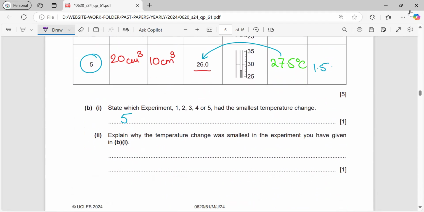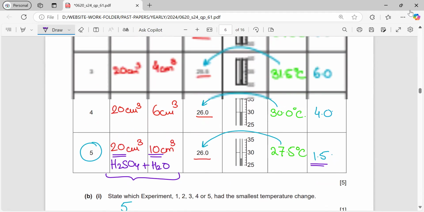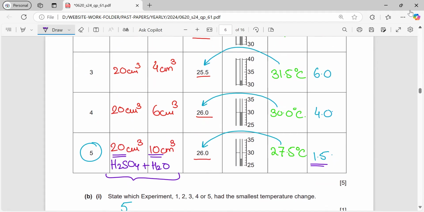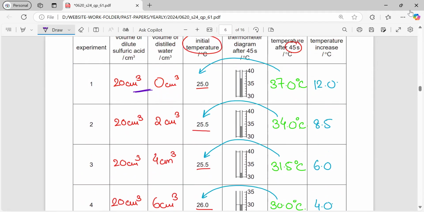Because in this experiment, the largest volume is heated. Largest volume we have taken because here we have added 20 centimeter cube of sulfuric acid and 10 centimeter cube of distilled water. So here the volume is the maximum. If we have the largest volume, the temperature change will be the least because we have taken more solution. As we see in the others, the total volume is less.